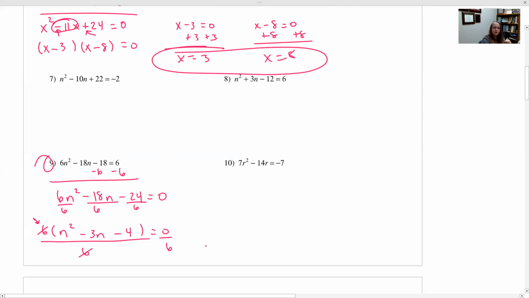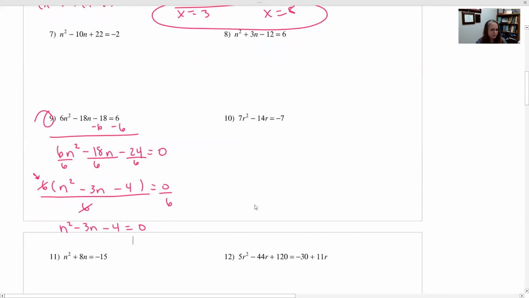And I can only do that because there's not a variable. If there was a variable, I would just have to leave it and carry it with me. But it's not important because it's just a number. It's not important when we're solving by factoring. It is important when we're just factoring. Okay, so now what I'm working with is n squared minus 3n minus 4 equals 0.